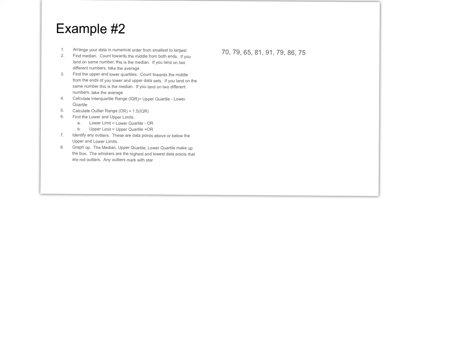All right, guys, I'm back. If you haven't finished, you can pause the video, but I'm just going to get started here. First thing we do, let's organize the data from least to greatest. So the smallest data point I see is 65. Next one I see is 70. Next one I see is 75.